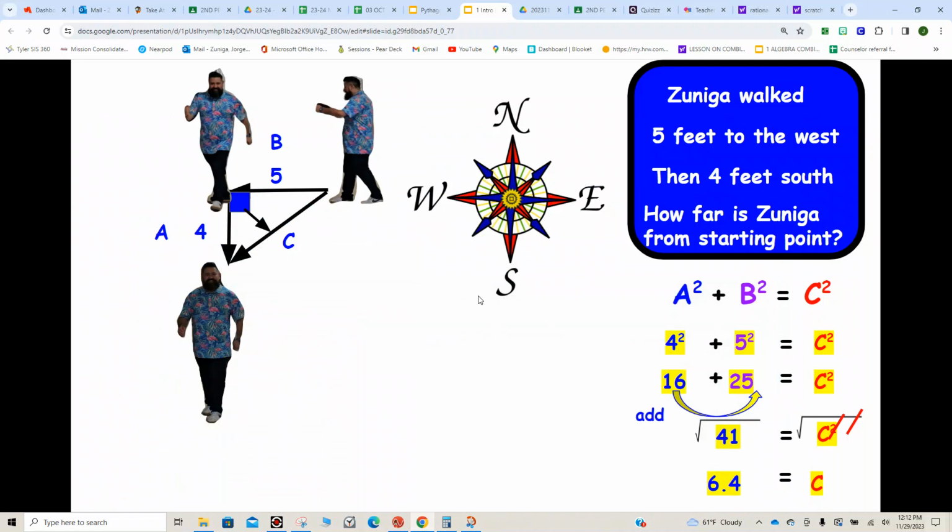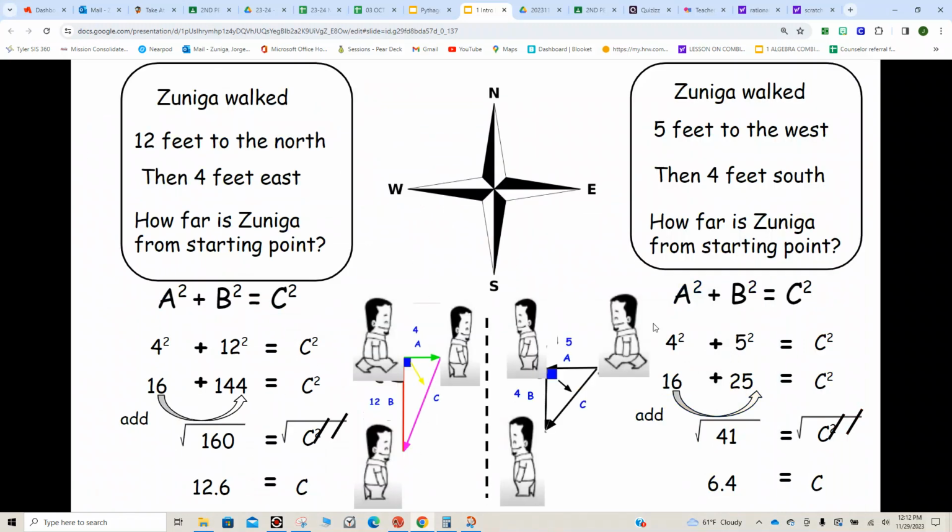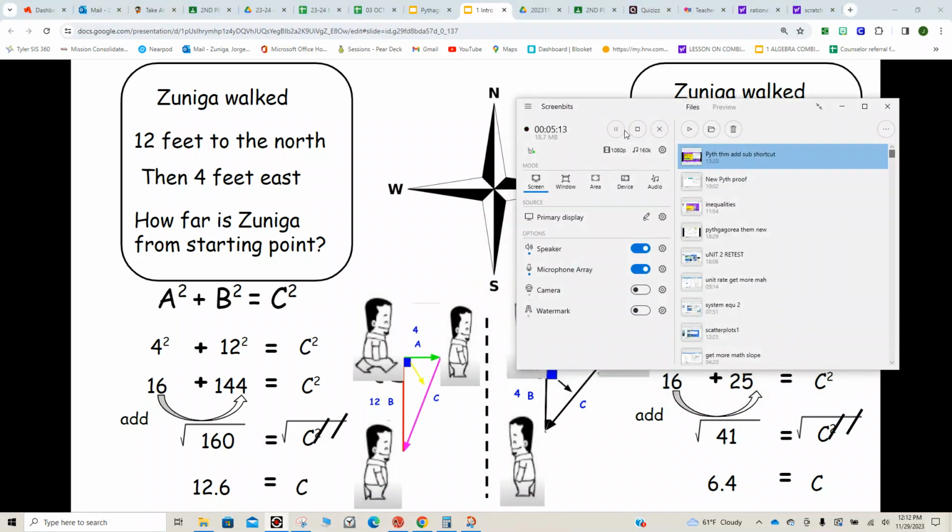And I should have given you this in class. These are the notes for you guys. It's basically the two examples we just saw. I just didn't put Zuniga here. I had to use some cutouts. Otherwise, we don't want to waste that much ink, right? So that's going to be it for this mini lesson. If you have any questions, let me know.